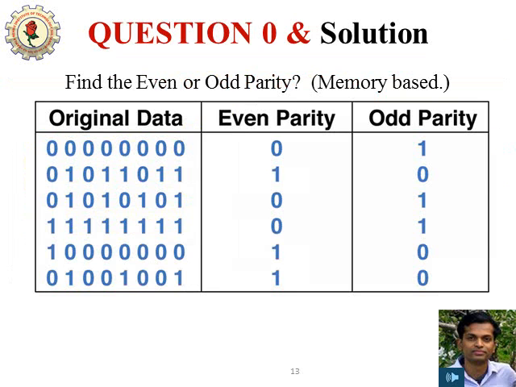The solution is, if you want even parity, you make the number of ones even, and for odd parity, you make the number of ones odd. You just need to count and make it even for even parity, or odd for odd parity. So it's a memory based question.